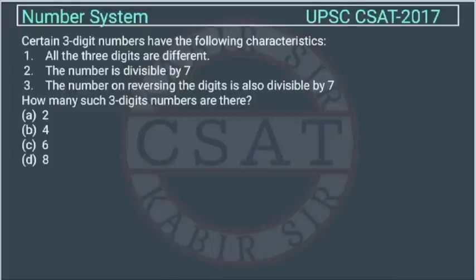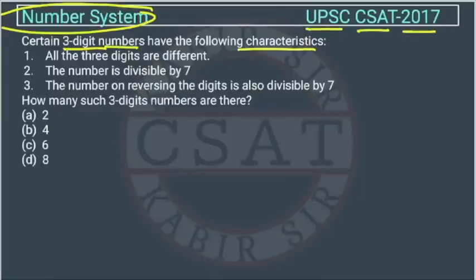This is a question from the number system chapter, asked by UPSC in the CSAT paper of 2017. 3-digit numbers have the following characteristics. First, all the 3 digits are different. Right. So all 3 digits are different. So they will be like a 3-digit number, A, B, C.